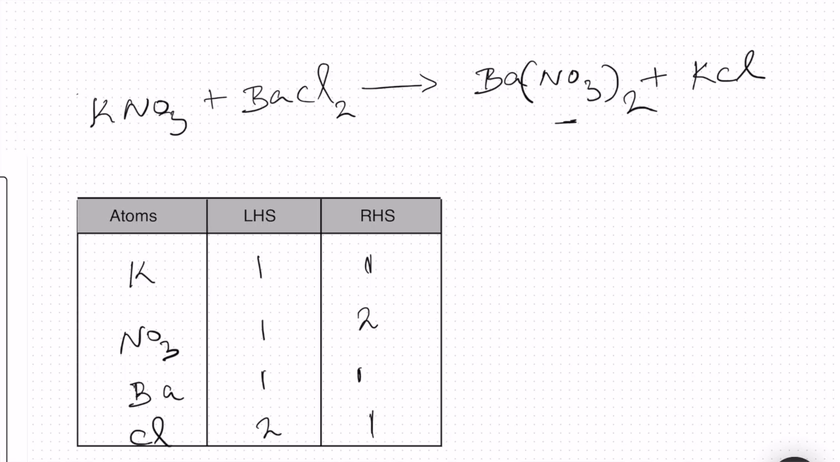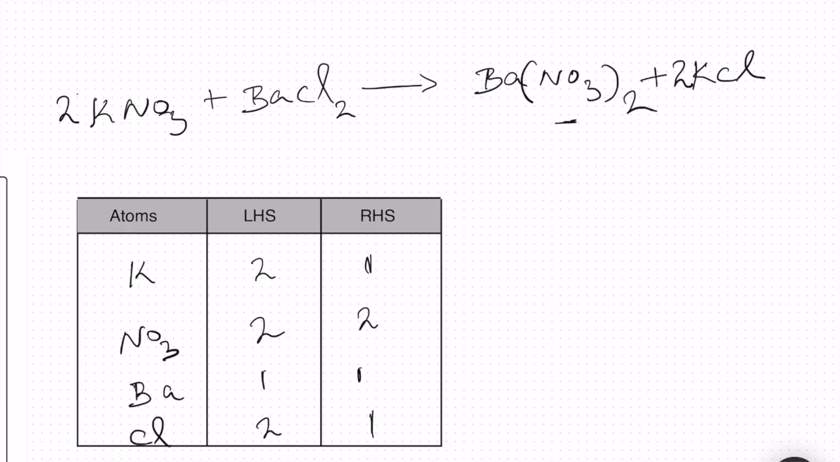Let's start with nitrate. So we have two nitrates in RHS and we need two nitrates in LHS. So let's multiply that with 2. So how does that change the nature of the equation? We'll have two nitrate atoms in the LHS, but we'll also be adding one atom to the potassium, which makes it 2 potassium. Now we have to consider changing the potassium atom. So how do we change that potassium atom?